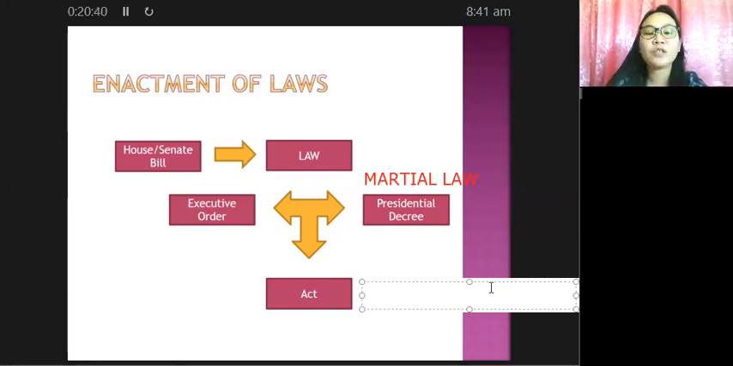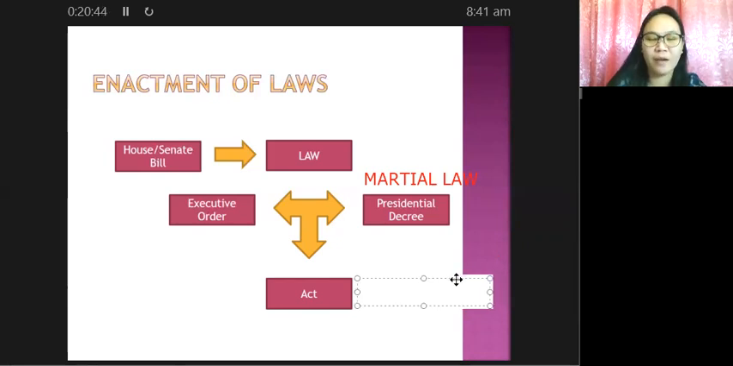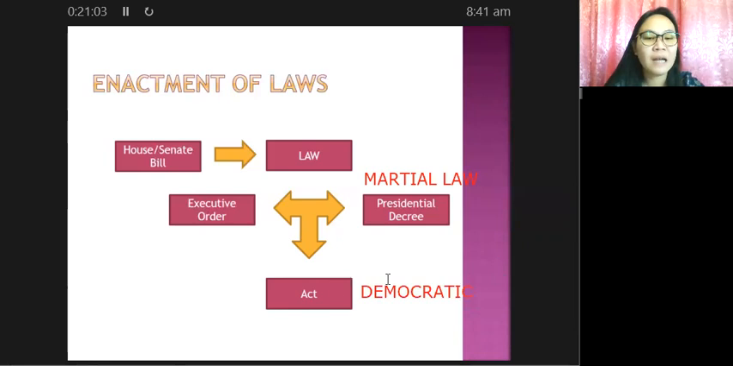Okay, so if the form of government is democratic, just like what we have nowadays, then the law is referred to as your Republic Act. Okay, yes, the law is referred to as your Republic Act.